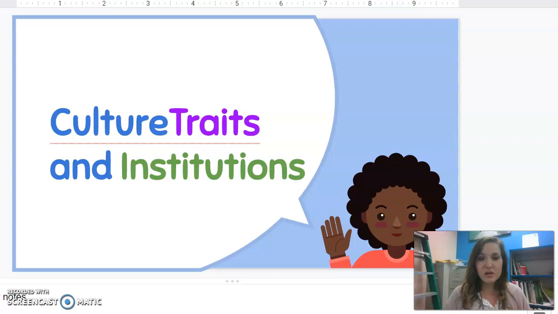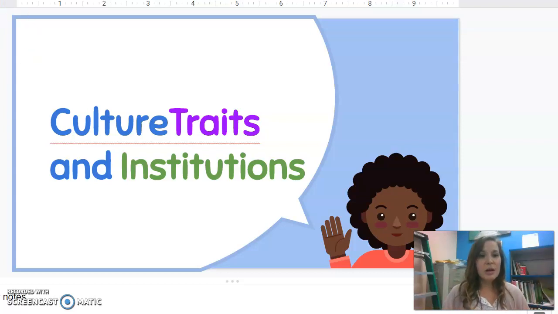Next week, you'll be starting a project where you create your own country. That's an island. And so I want you to please think about this, do the activity, and remember this for your project. When you create your own imaginary island country, what parts of the culture traits and culture institutions will your island have?